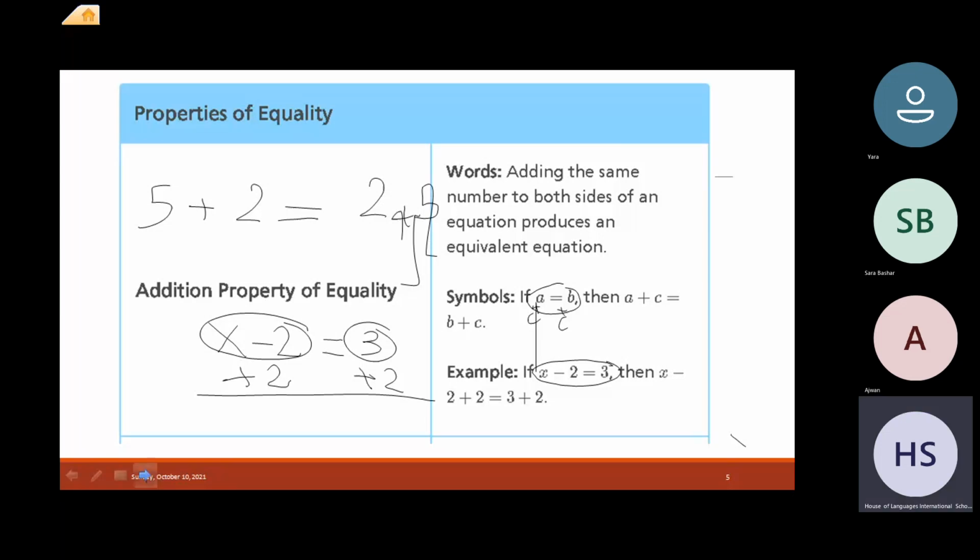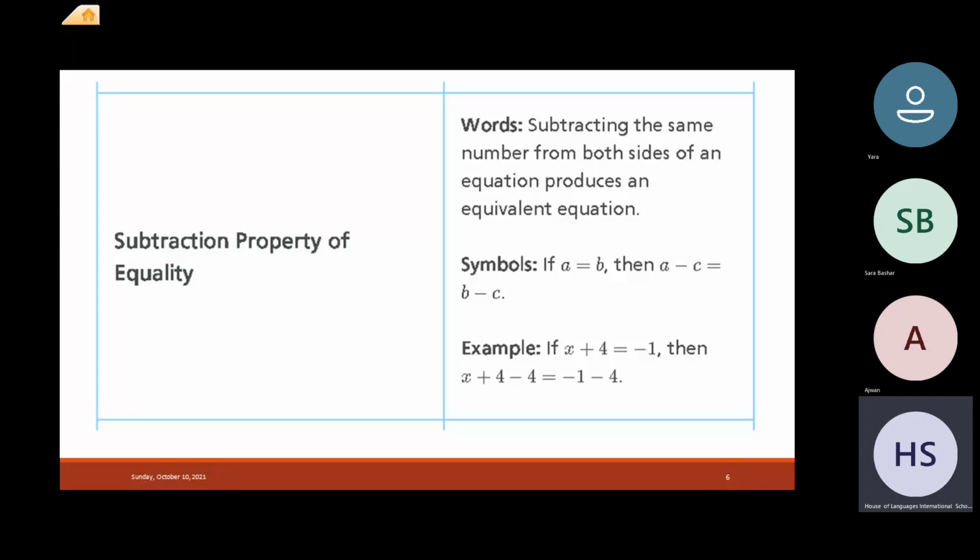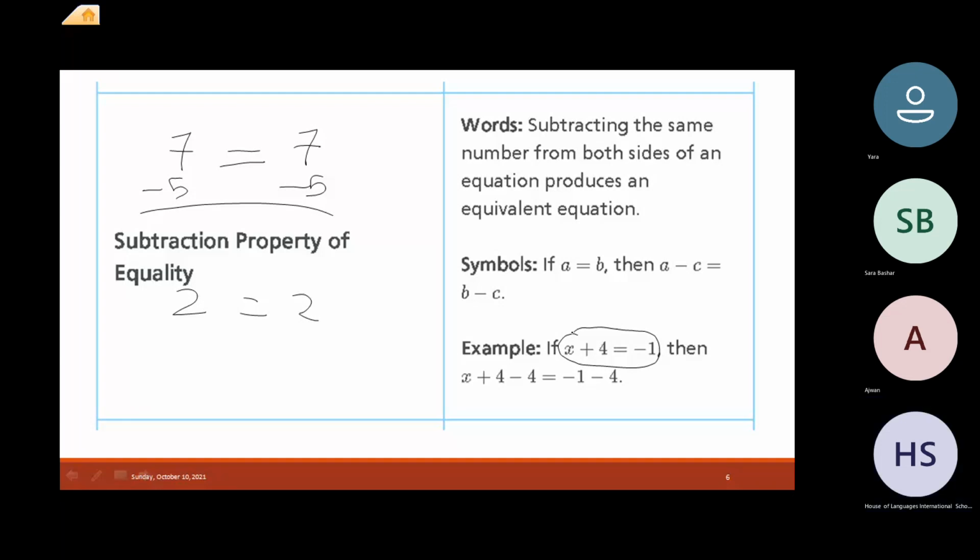Now, the next one, subtraction. If you have 7 equals 7, you subtract 5 from both sides. We have 2 equals 2 now. Are they still equal? Yes. So subtracting the same number from both sides, they are still equal. We have to do the same in algebra. If we have x plus 4 equals 1, if you subtract 4 from here and 4 from the right, they are still equal, as we did in the numbers.